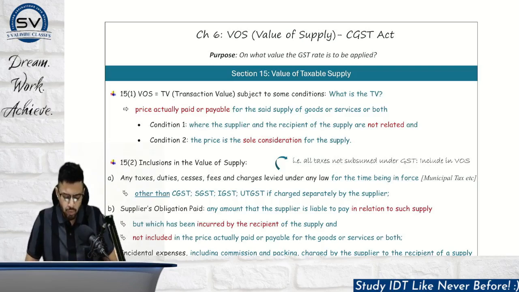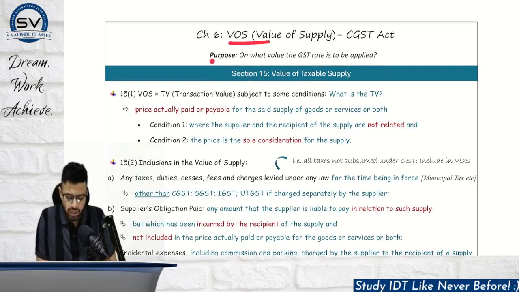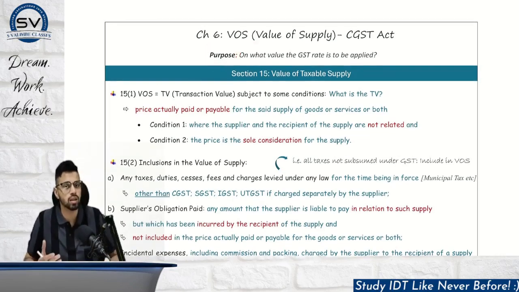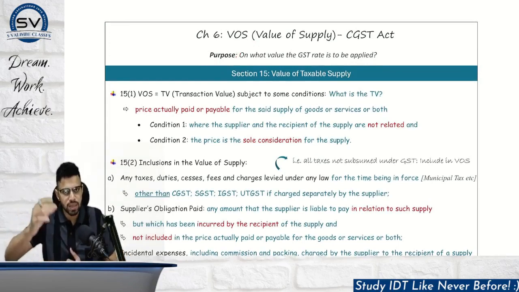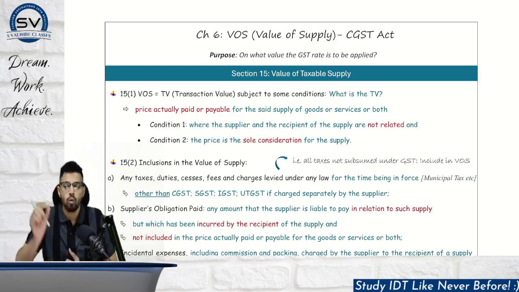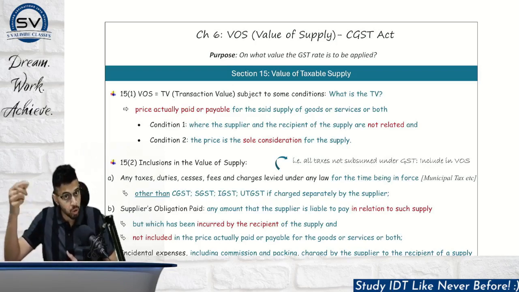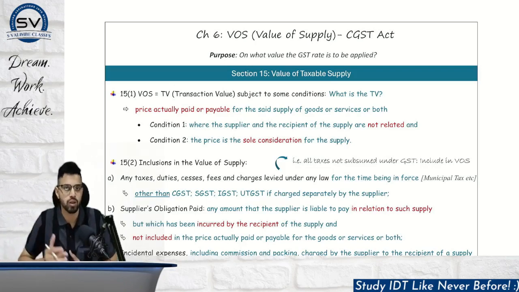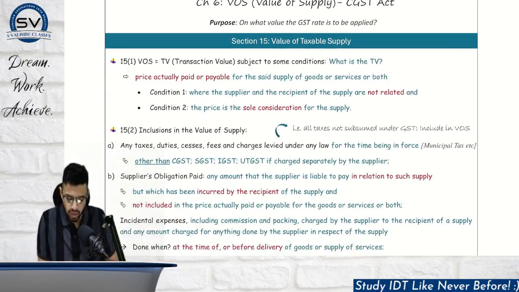Okay. So now basically with respect to valuation, what is the purpose of this chapter? What is the key question that we are trying to answer? Because every chapter helps us to understand one key question, right? So here the topic is what is the value on which we are going to apply the GST rate, right? The taxable supply, what is the value of the taxable supply? For that we are going to cover section number 15 read with various kinds of rules. Let's start formally with section number 15, value of taxable supply.